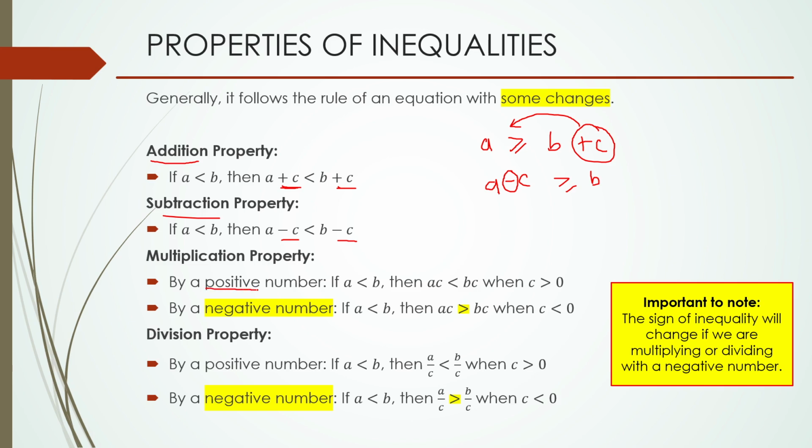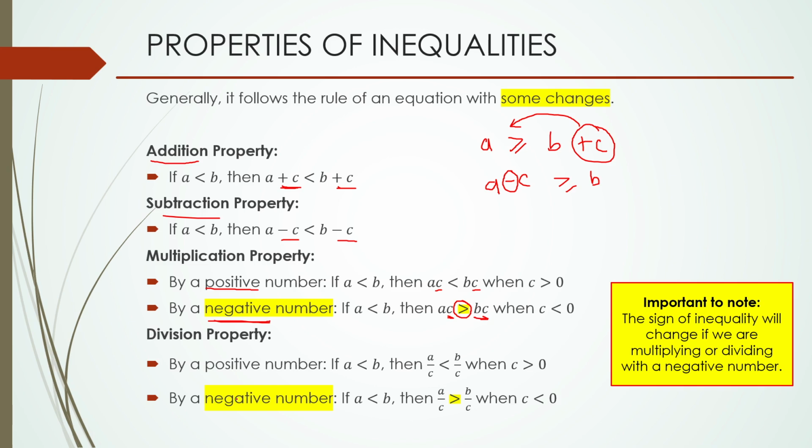Okay, if you have a positive number, then it will just be the same. If you multiply a positive number on the left side, then you also need to multiply it on the right side. Same thing. But if you have a negative number, after you have multiplied on the left side and the right side, be sure to change this sign.